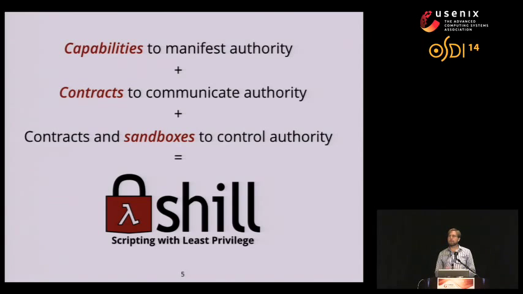Capabilities make the authority that a script has explicit, rather than a property of the environment in which it's running. Contracts let users control how scripts can use the capabilities that they're given and provide those declarative interfaces that describe what authority a script needs to run. And then SHILL uses capability-based sandboxes as a mechanism to extend the guarantees that we get from capabilities and contracts onto the arbitrary programs that a script might invoke.